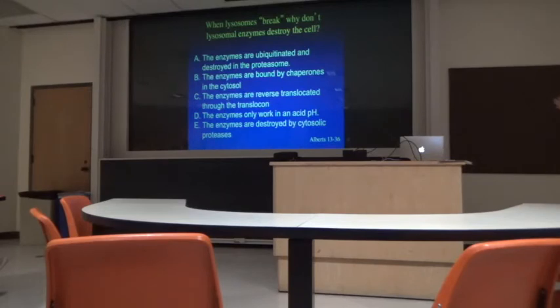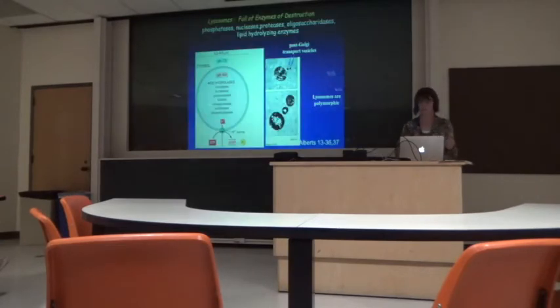So the enzymes might eventually be ubiquitinated and destroyed in the proteasome, but that would be too slow. They're enzymatically active. You need to instantly get rid of them. So the enzymes being reverse translocated through the translocon is not a good choice, because that happens in the ER. And these other possibilities are all too slow. So the reason they immediately stop working is because the enzymes only work in an acidic pH.